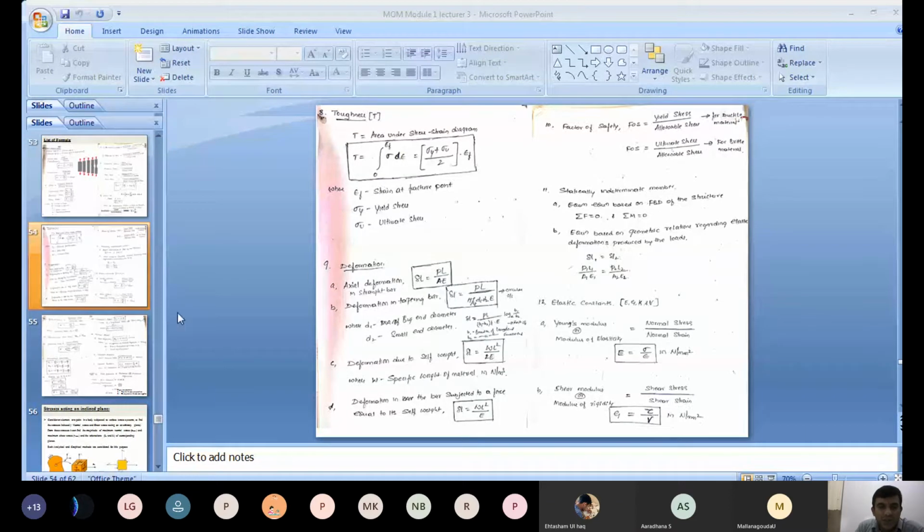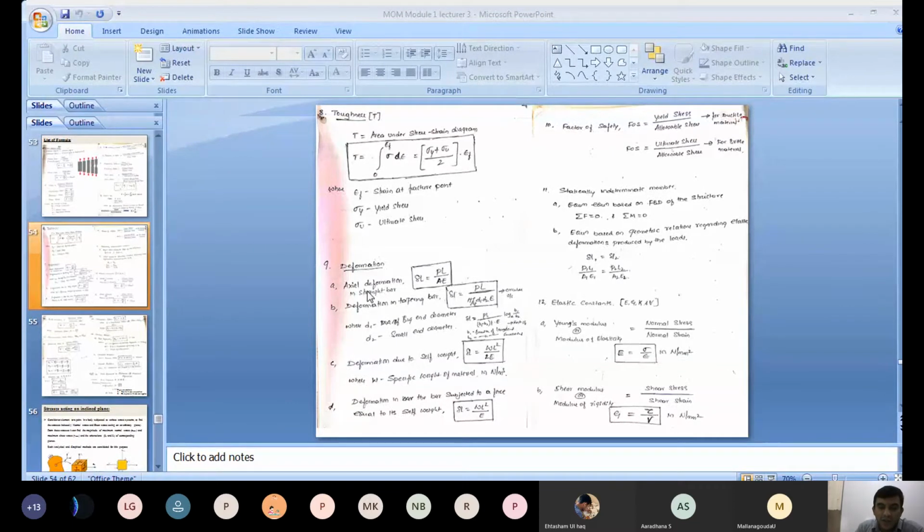Similarly, next one, deformation of a bar for a tapering bar or uniformly varying cross section. If it is a circular cross section varying here, delta L is equal to PL by AE. Instead of A, how do you remember A? For a circular tapering bar, it is pi by 4 D1 into D2 because we have two different diameters.